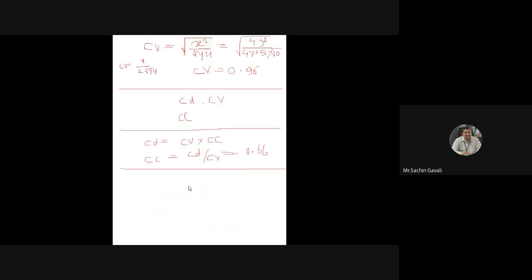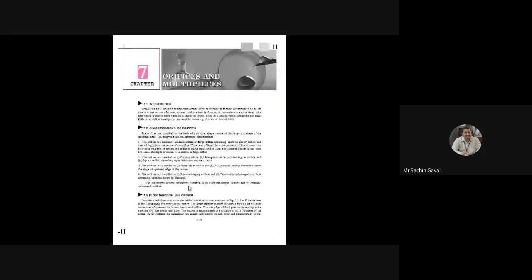Now, there are simple numericals on the Venturimeter. We'll go one by one. Okay, I will take a numerical.